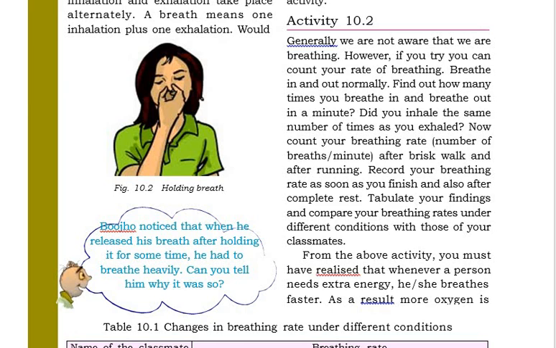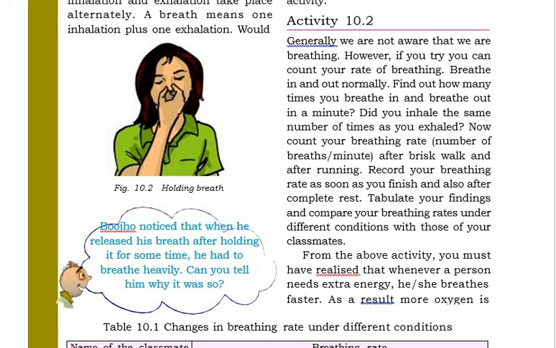Now from this, what observations can you see? Under normal conditions, breathing rate is 15 to 18 per minute. That is the normal case. After a brisk walk or running, breathing rate increases. It depends upon how speedily you are walking or running. Mostly 20 to 25 times.